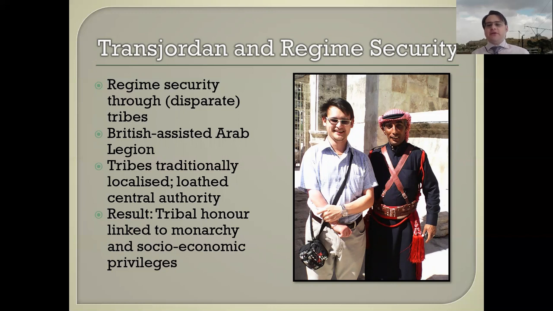The Hashemites descend from the Prophet Muhammad, and that itself became, if you like, almost a selling point of religious legitimacy, that you're following someone who's descended from the first Muslim, if you like, the messenger of Allah. And so religion also acted as a unitary force. Tribal honor, which is very central to various tribal cultures, then became linked to monarchy and to socioeconomic privileges.